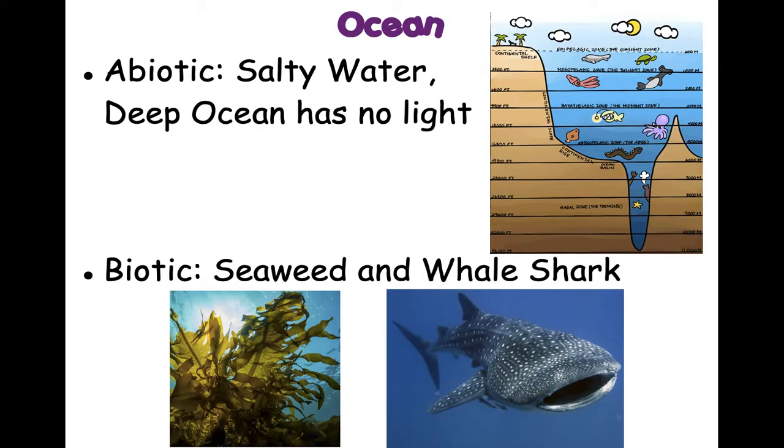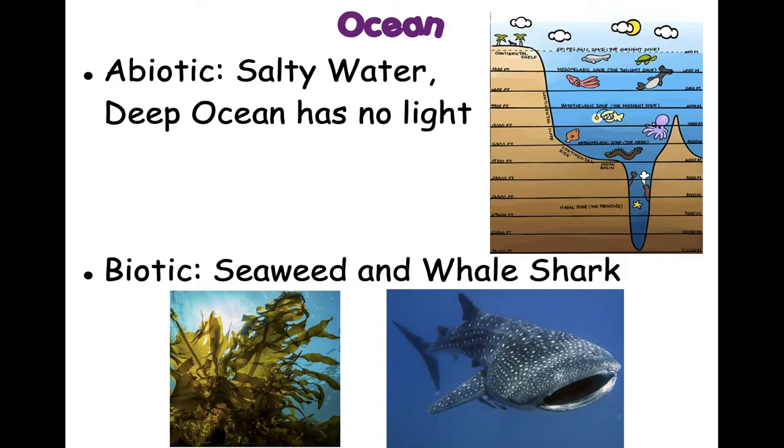So let's talk about the ocean. Well, in Hawaii, we're surrounded by the ocean. And when you define the ocean, the first thing you need to remember is that it's very salty, which makes it very hard for a lot of creatures to drink the water. They have to somehow adapt to filter out the water.